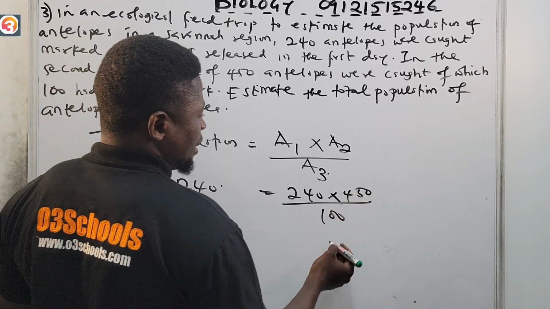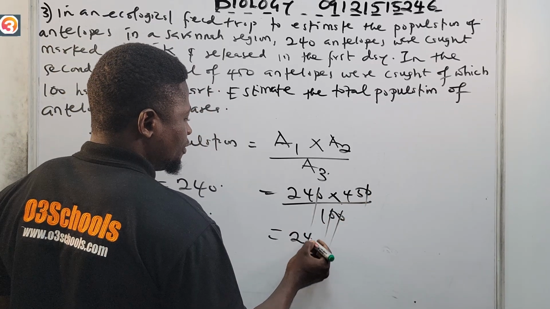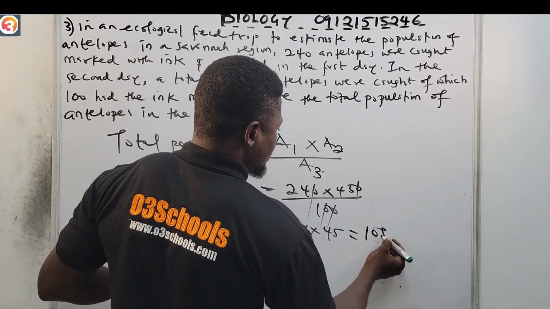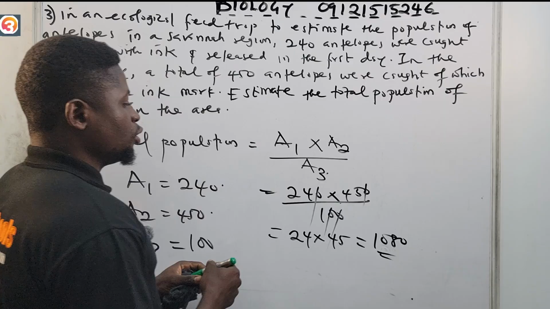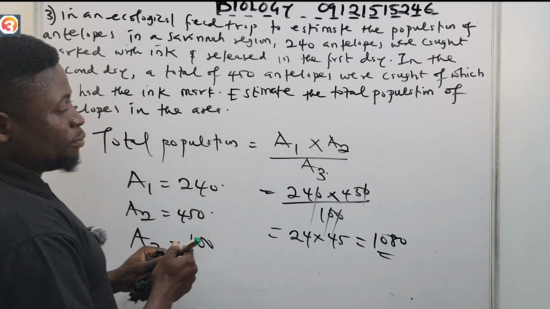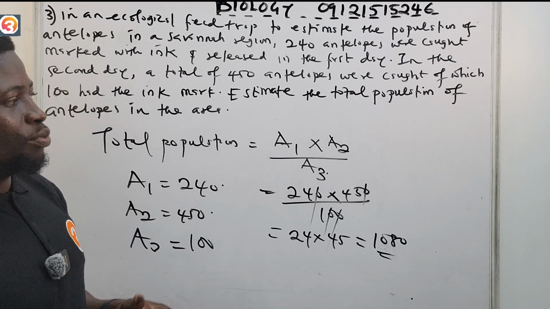Okay, so now we can do that. Zero cancels zero here, zero cancels zero here. What is 24 times 45? That will give us 1080. All right, that is our correct answer. The total population is 1080. It does not have any units. It's as simple as that.